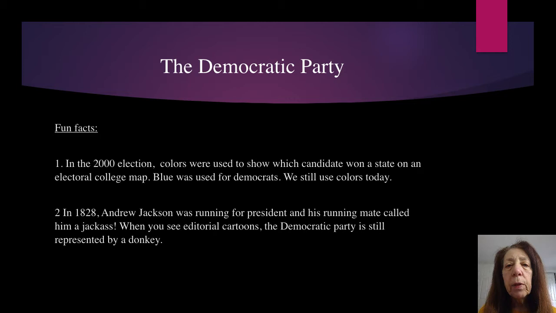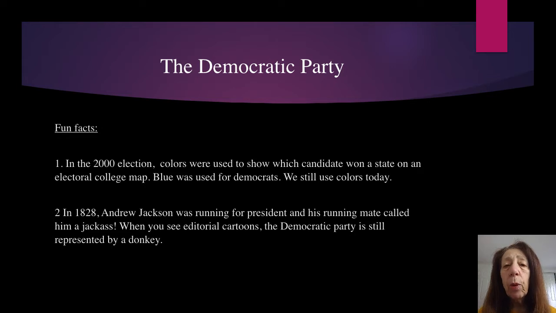Let me explain the difference between the Democratic Party and the Republican Party. The Democratic Party takes care of people, has more social programs. The Republican Party is more about big business. Well, why is the Democratic Party blue? Well, in the 2000 election between Al Gore and George Bush, there was an Electoral College map. And to differentiate which candidate was winning which state, they used two colors, red and blue. Blue was Democratic, and it's still used today.